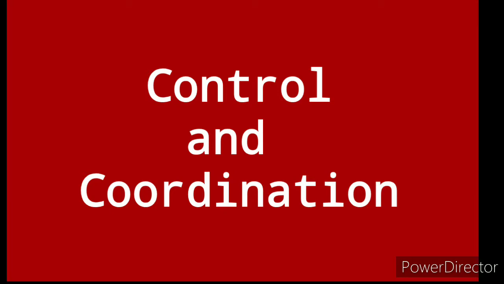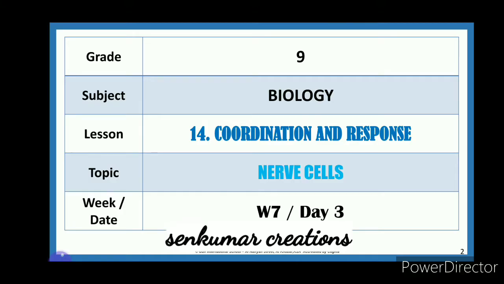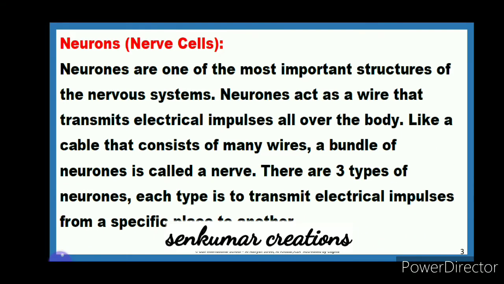In this lesson: coordination and responses, nerve cells. Okay, the fundamental unit of the nervous system is the nerve cell. Another name is neuron. Neuron means nerve cell. Don't forget it at any time. So these neurons are of three types that we can see in our body. The first type is called the motor neuron. The second one is the sensory neuron, and the third one is the relay neuron. Okay, sensory neuron, motor neuron, and relay neuron. There are three types of neuron. Don't forget it at any time.